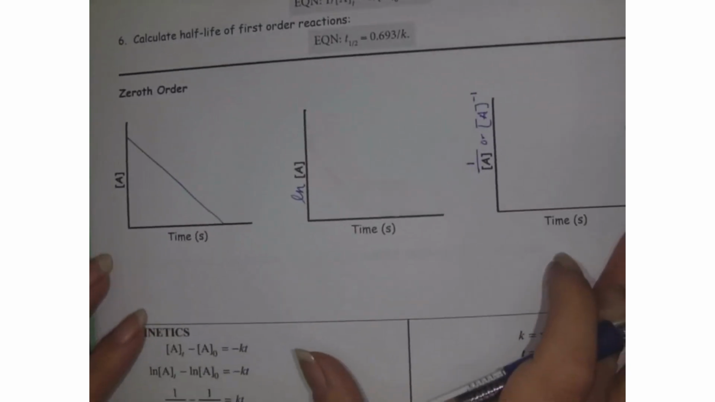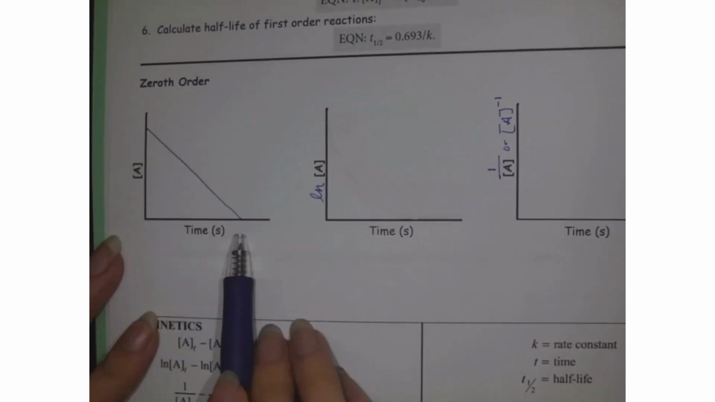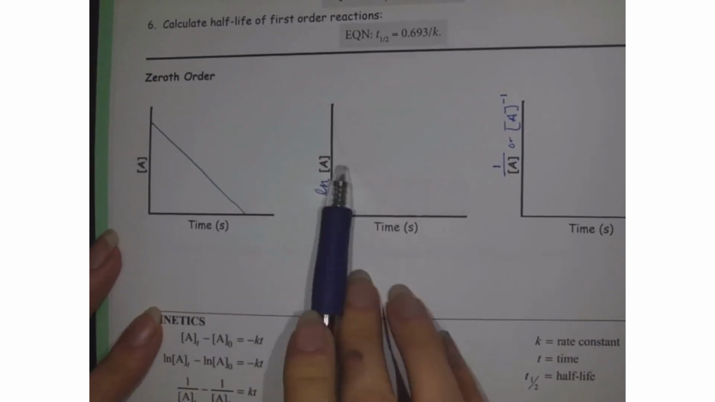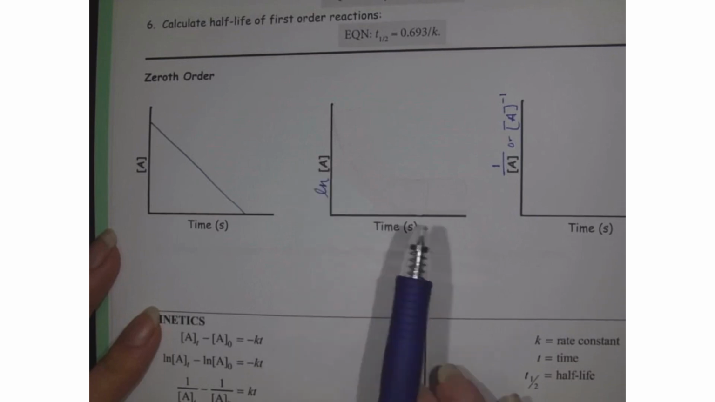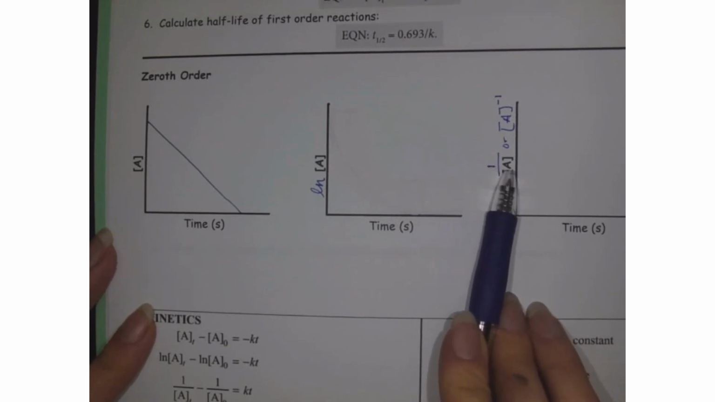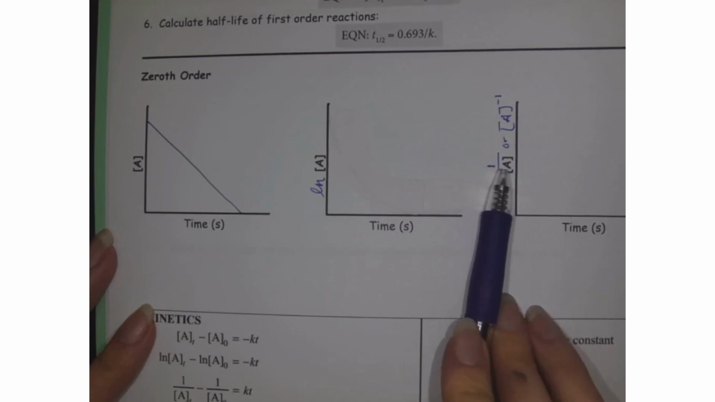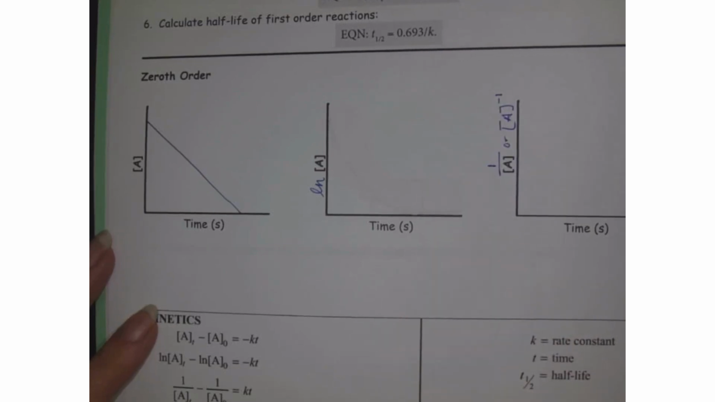So I need to make an update. First, do you see how each of your graphs says concentration versus time? Will you change the second graph to be ln, natural log, of concentration versus time? And then the third graph, I need you to change it to inverse concentration versus time. You could write that as either 1 divided by the concentration or concentration raised to the minus 1.